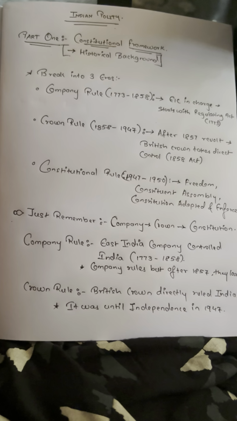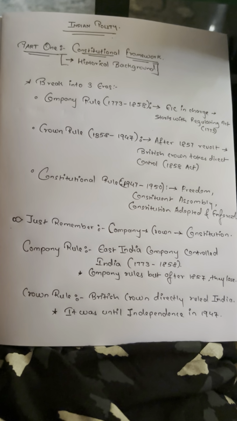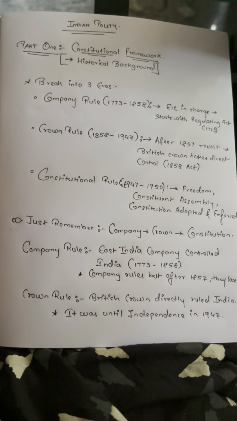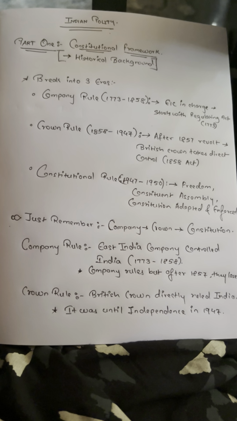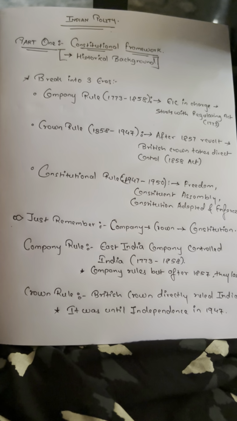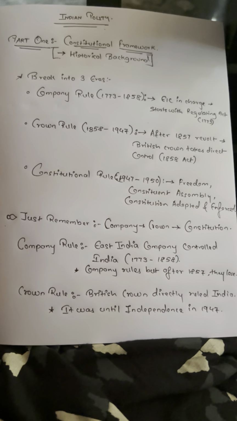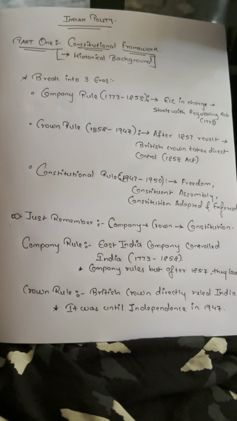And how will we remember this crown rule? British Crown directly ruled India from 1858 to 1947, until independence in 1947.